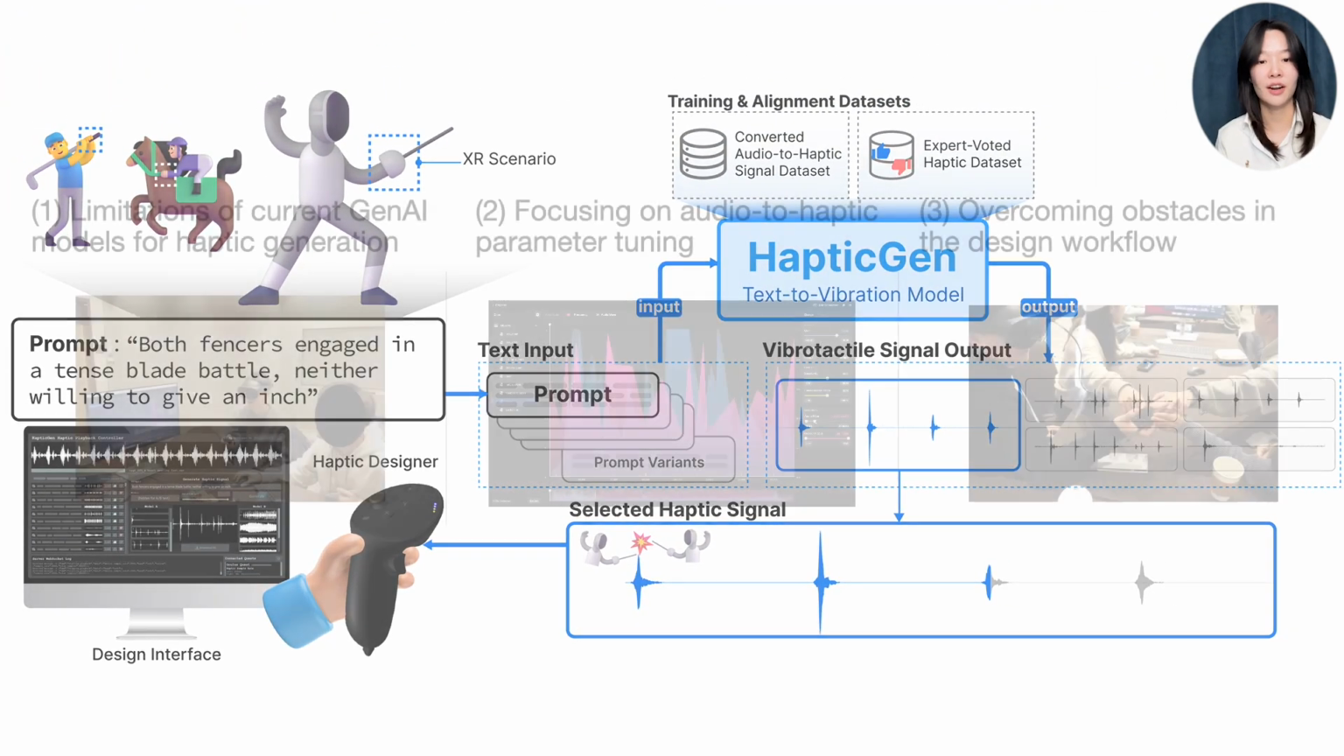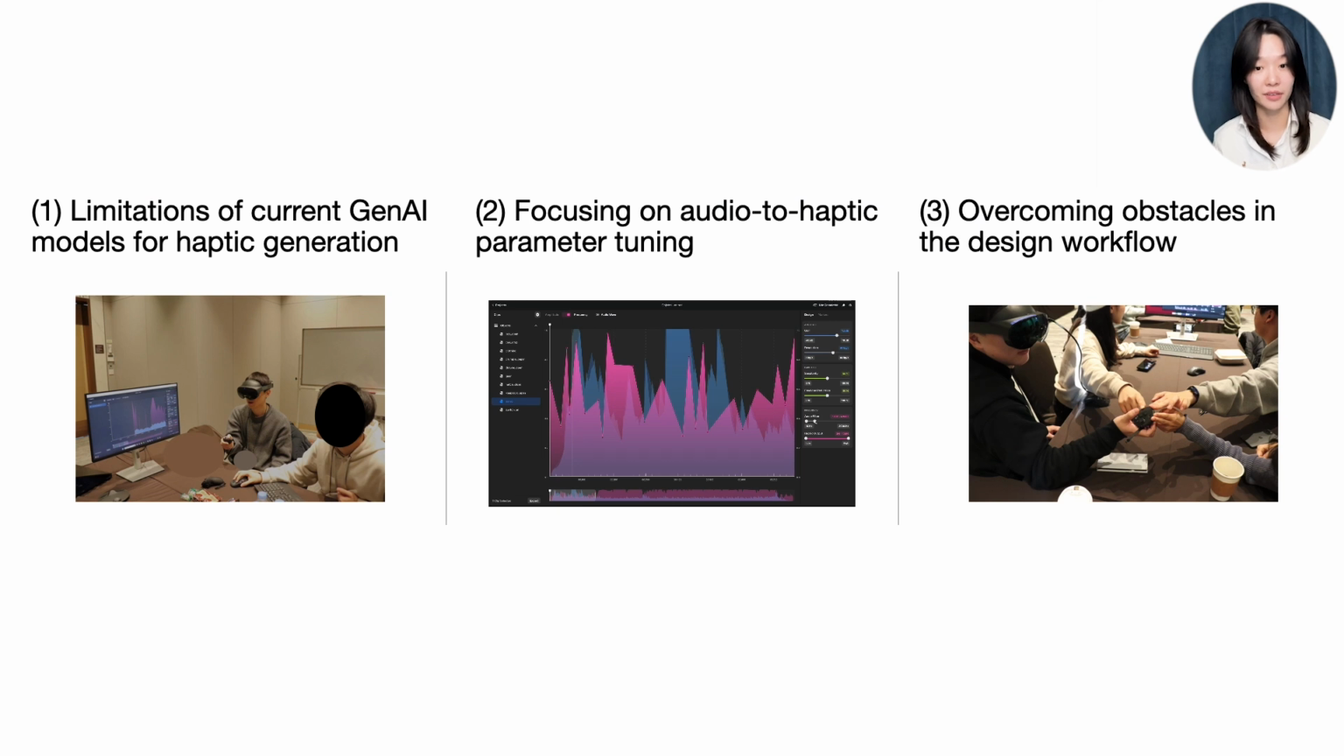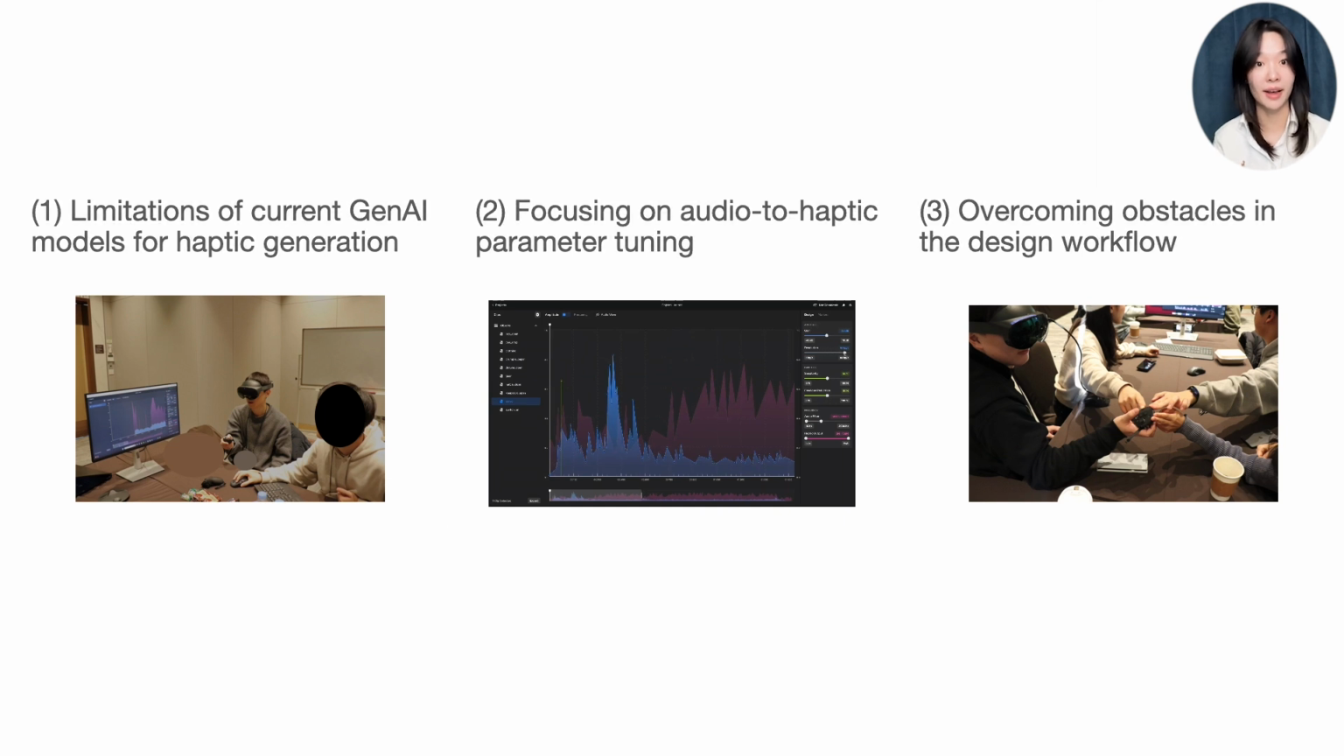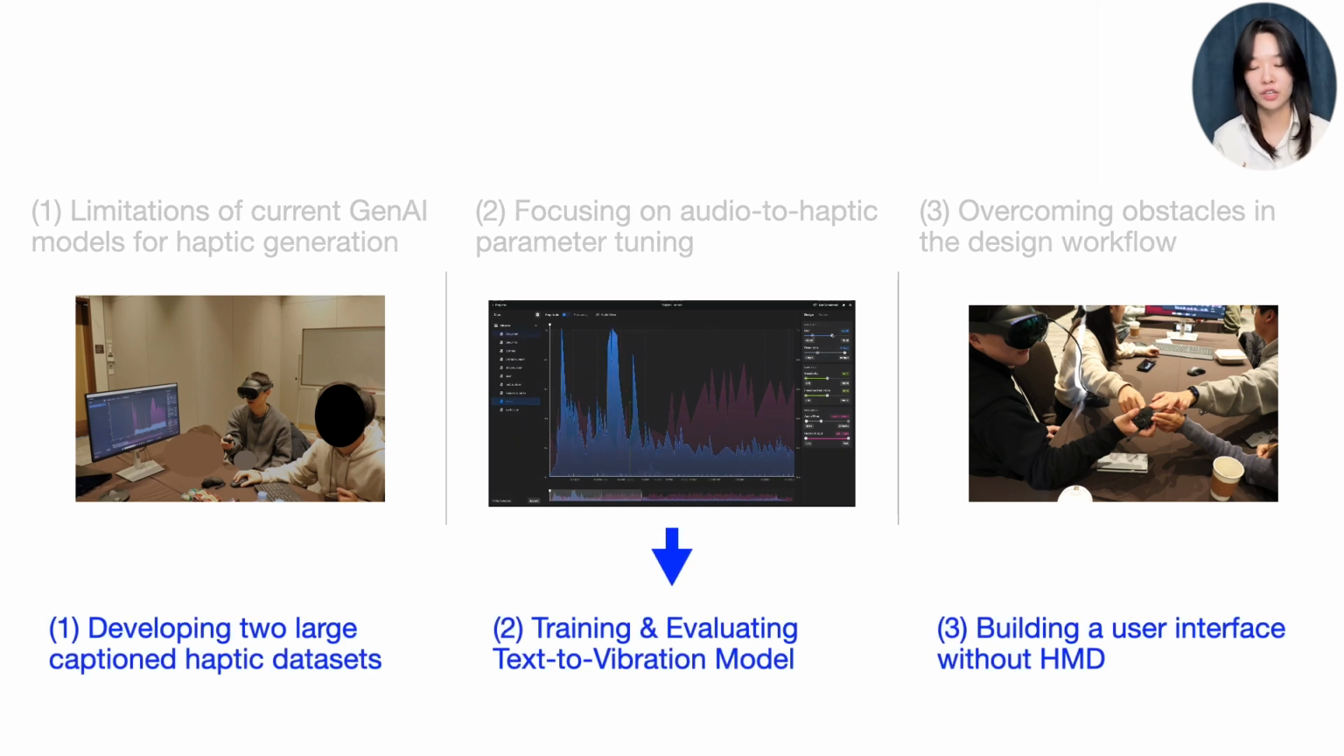We actually started our process by conducting a design workshop with 9 haptic researchers to explore whether and how current Gen AI tools can be used for haptic design. And we found several limitations to using existing AI tools. We tackled them in HapticGen by developing 2 large captioned haptic datasets, training and evaluating the text-to-vibration model, and building user interfaces.